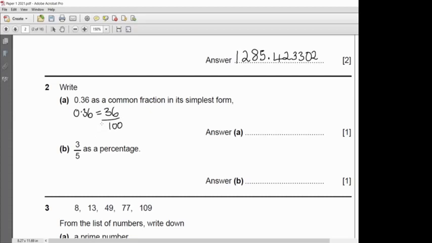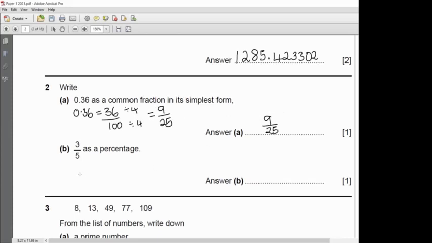And then what you do over here is you can now simplify it. So you look for numbers that you can divide in the numerator as well as the denominator. Now 36 has a factor of 4, which is also a factor of 100. So you can say 36 divided by 4, and then also divide the denominator by 4. So 4 goes into 36 and also into 100. So it is the highest common factor of 36 and 100. So this will give us 9 over 25. So our answer is 9 over 25.